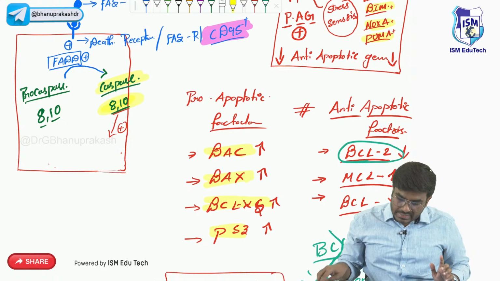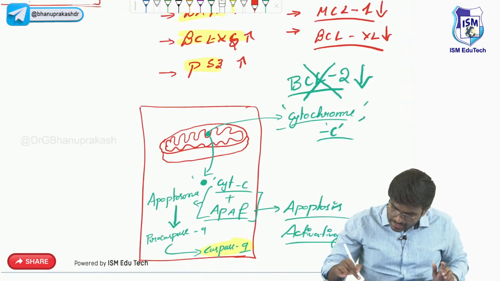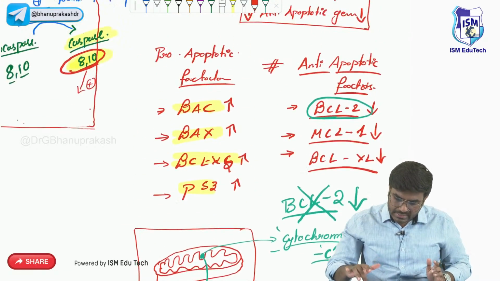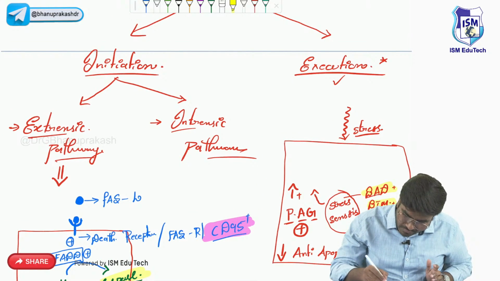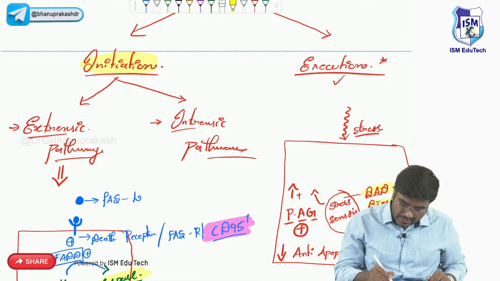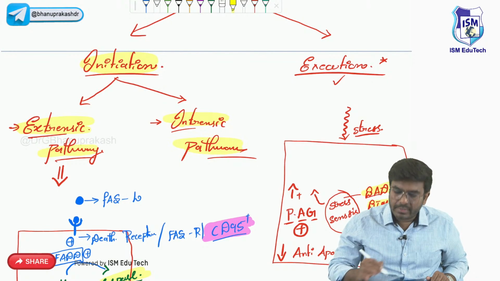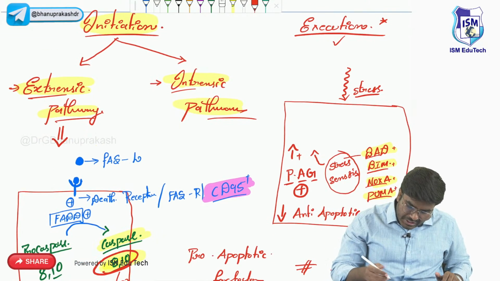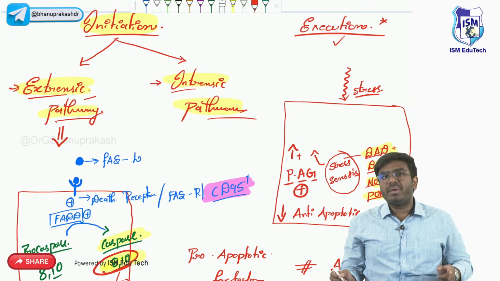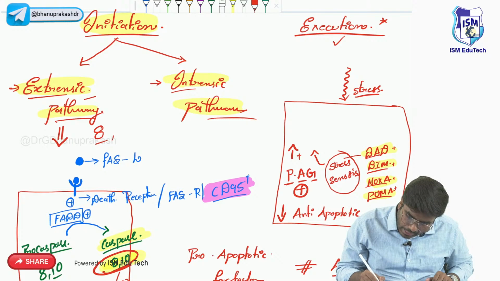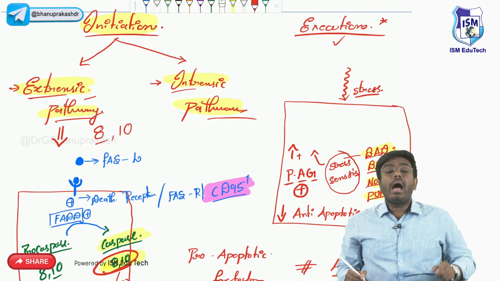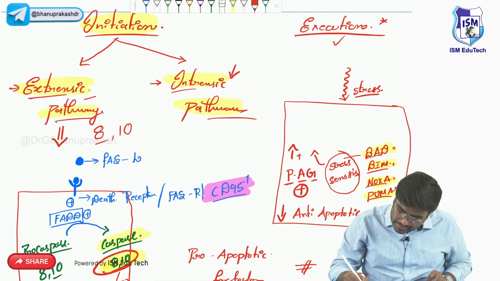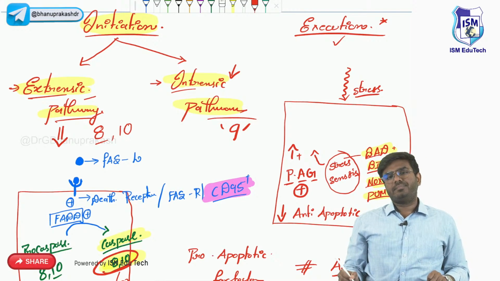Now, tell me guys, these caspases, are they initiator caspases or executionary caspases? Right now, what we are discussing is the initiation phase. Initiation phase happens by two pathways, extrinsic pathway and intrinsic pathway. So, my direct question: what is the initiator caspase in the extrinsic pathway? It is 8 and 10. And what is the initiator caspase in the intrinsic pathway? It is 9.